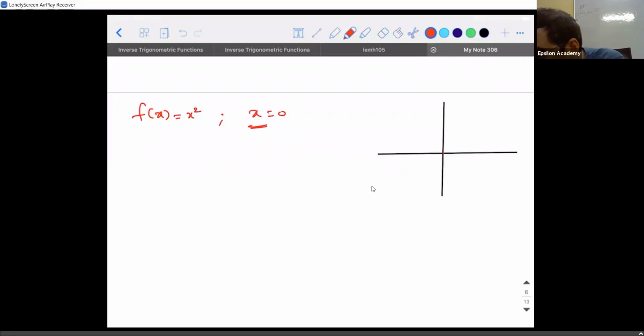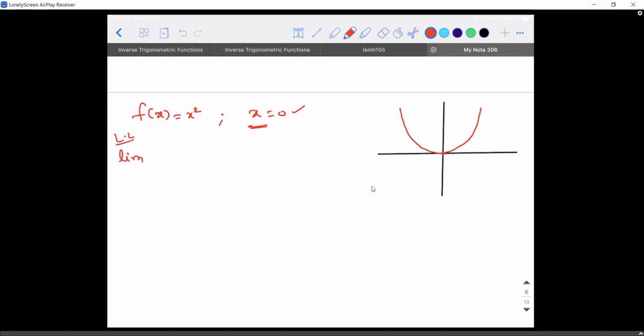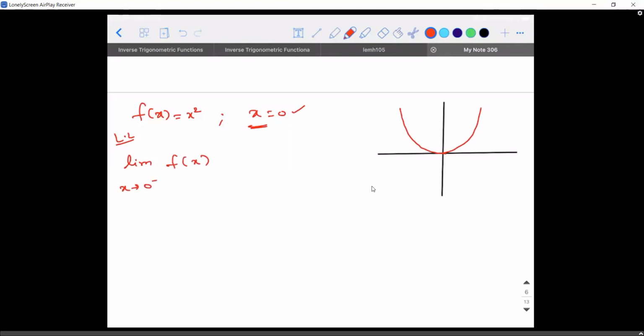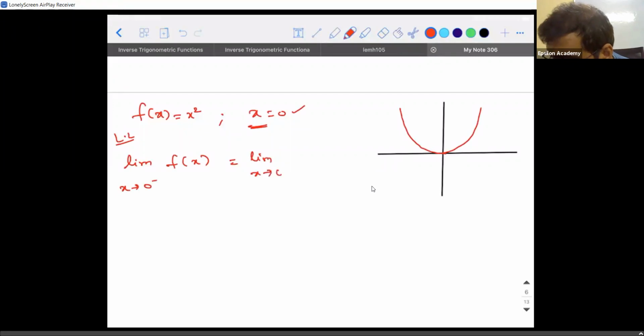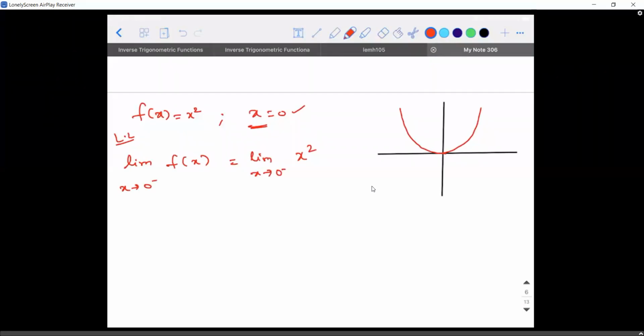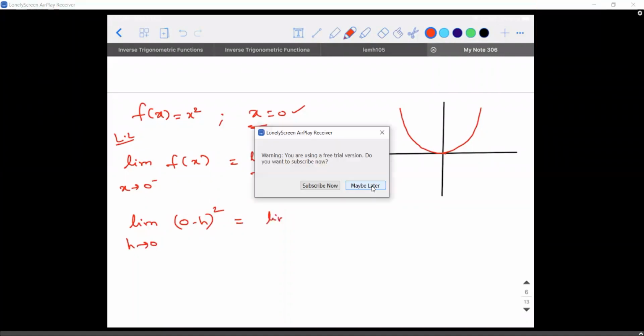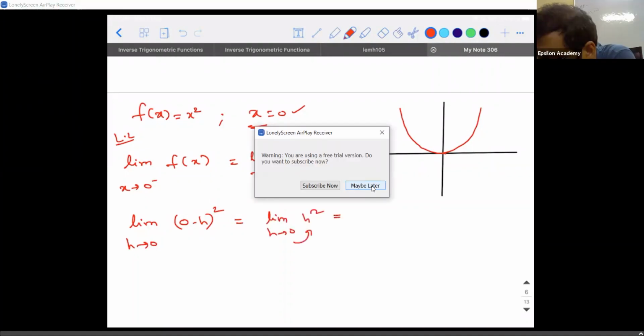So f of x is equal to x square is what? It's an upward parabola. X is equal to 0. Does it belong to the domain? Yes, sir. So I take the left limit. Limit x tends to 0 minus f of x is equal to limit x tends to 0 minus x square. So limit h tends to 0, (0 minus h) the whole square. How much is it? Is it not h square? Now substitute the limit, answer will be 0.